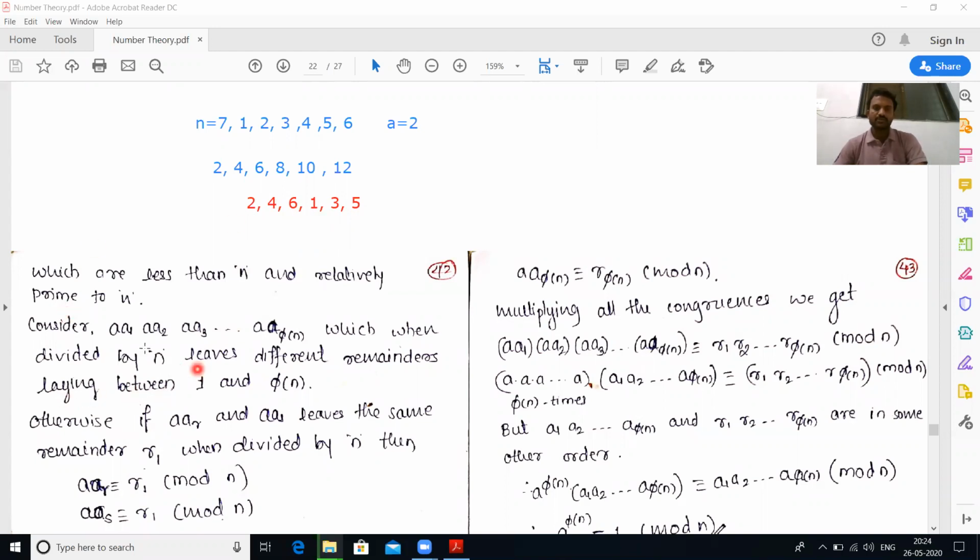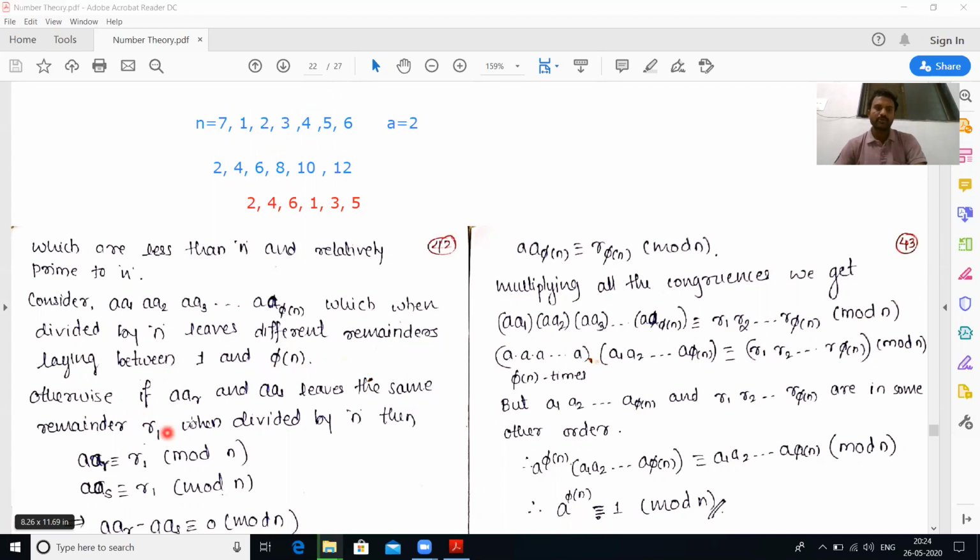These are the remainders when a·a1, a·a2, a·a3, and so on up to a·a phi of n, are divided by n. See, all the remainders are different, and they lie between 1 and 6, that is between 1 and phi of n, since 6 is phi of n here.